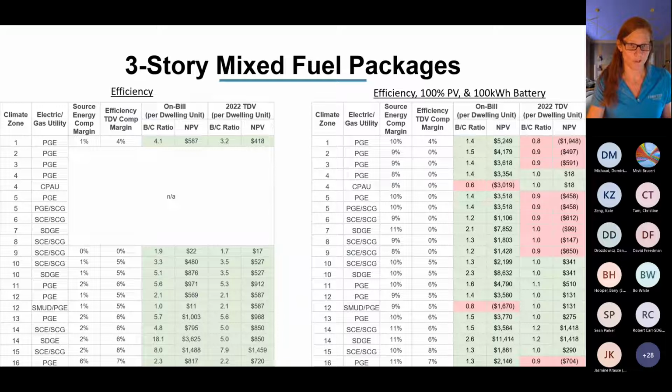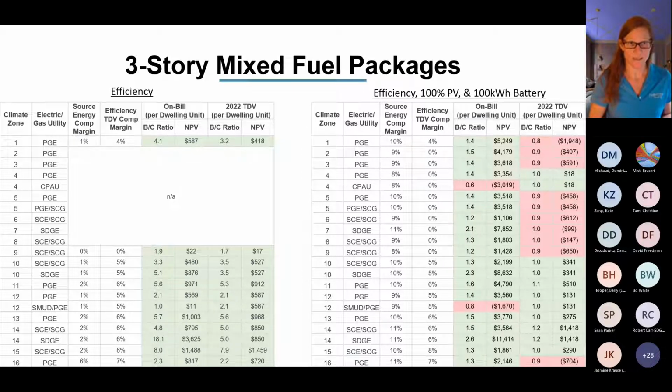And lastly, for the 3-story, we have the mixed fuel packages. The table on the left is just efficiency, so just adding some efficiency to the code minimum. The table on the right is efficiency, increasing that PV capacity and adding a 100 kWh battery. For the efficiency alone, of the measures that we evaluated, we did not find any that were cost effective for those milder climates 2 through 8. So that's why you see an NA there and no results.